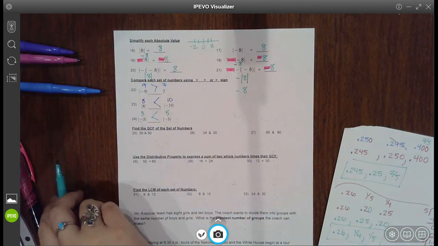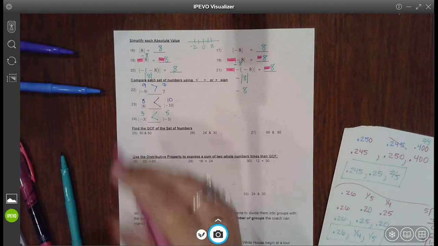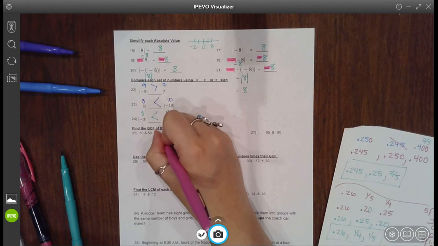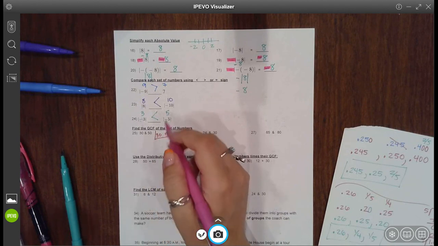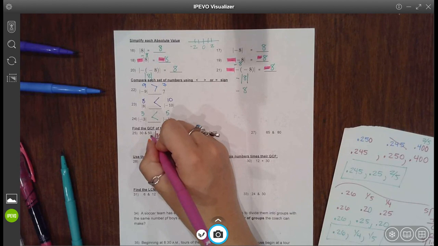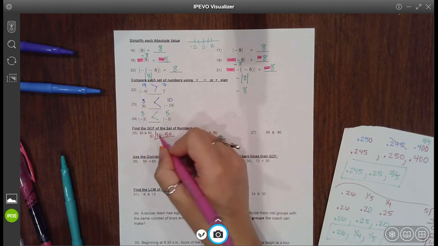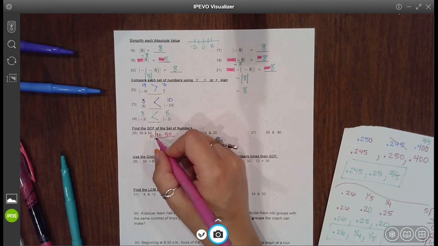All right, let's move on to our next section. It says, please find the GCF of these set of numbers. Our favorite method to use is the ladder method, so let's go ahead and do that. What numbers do you see that can go into both 30 and 50? You could pick 2 or you could pick 5. I'm going to do 10 because they both end in 0. And remember, the bigger number you choose out here, the smaller your ladder is.